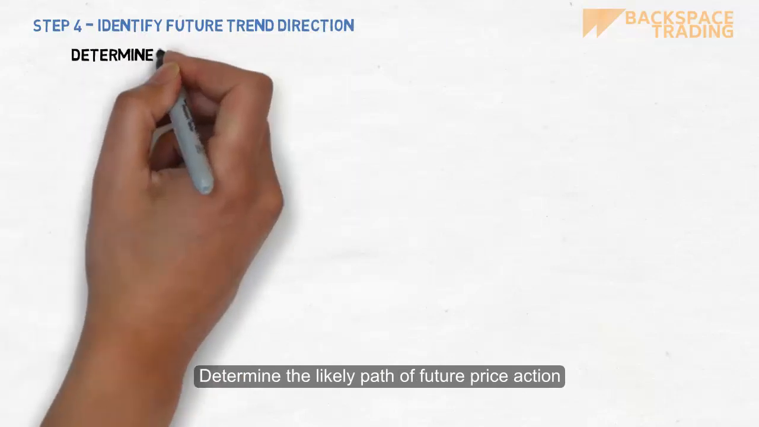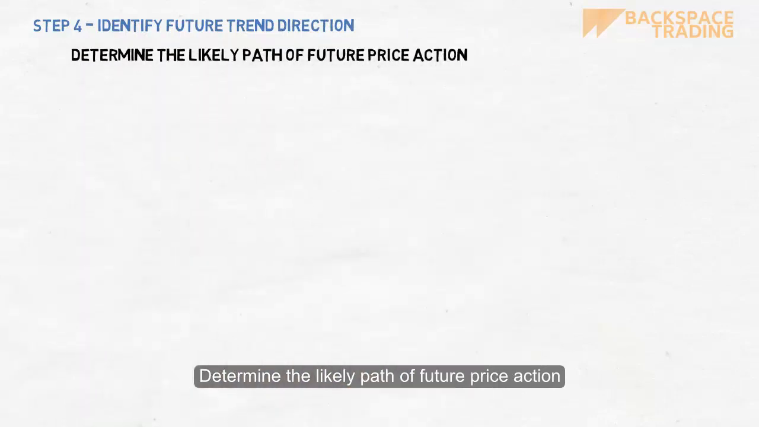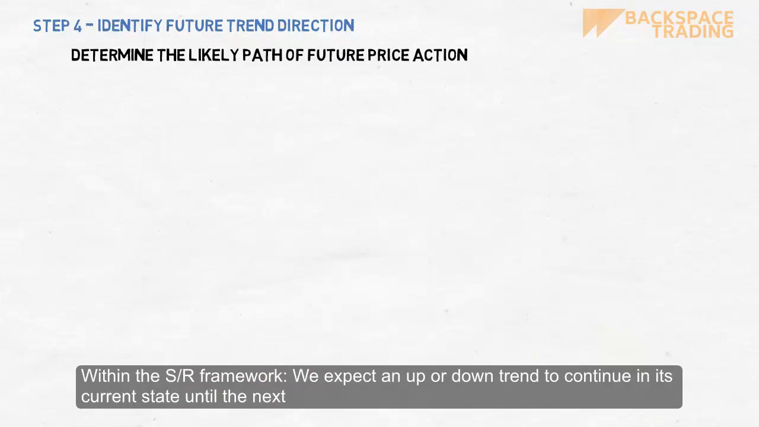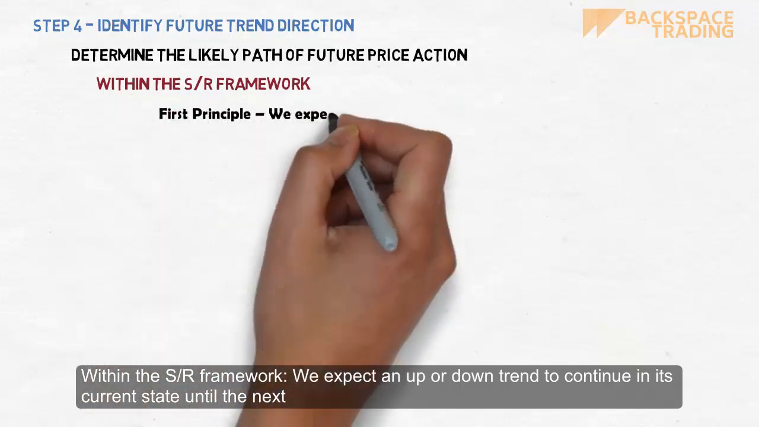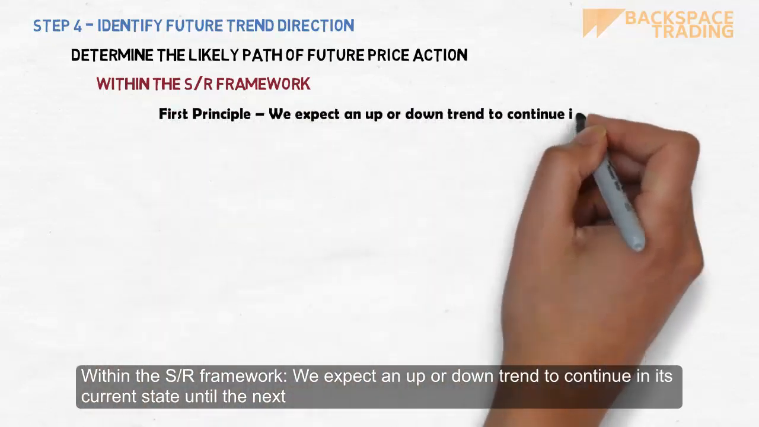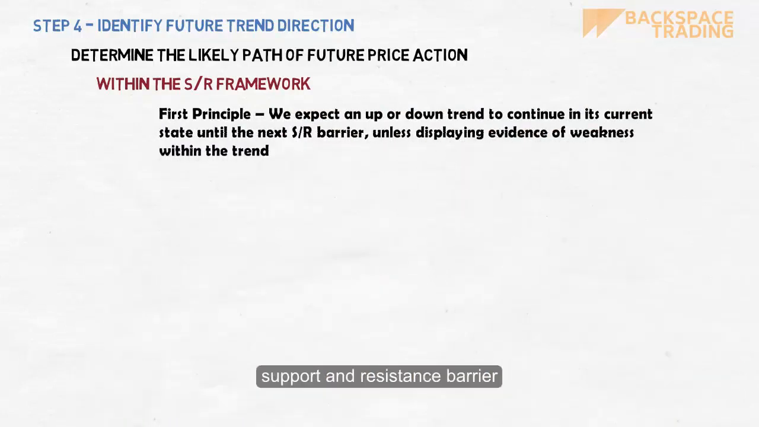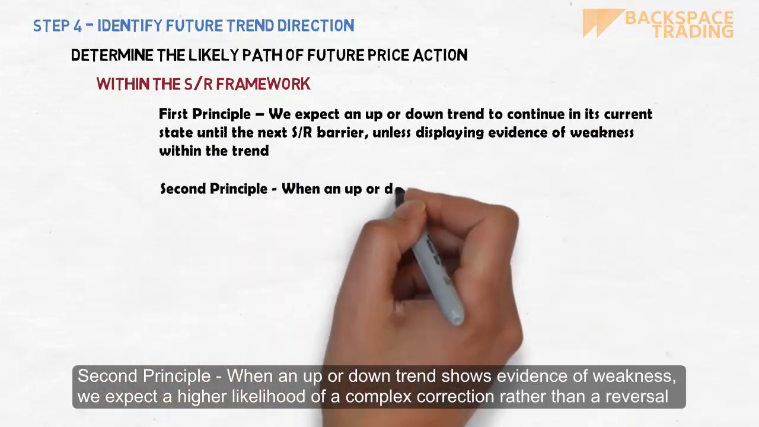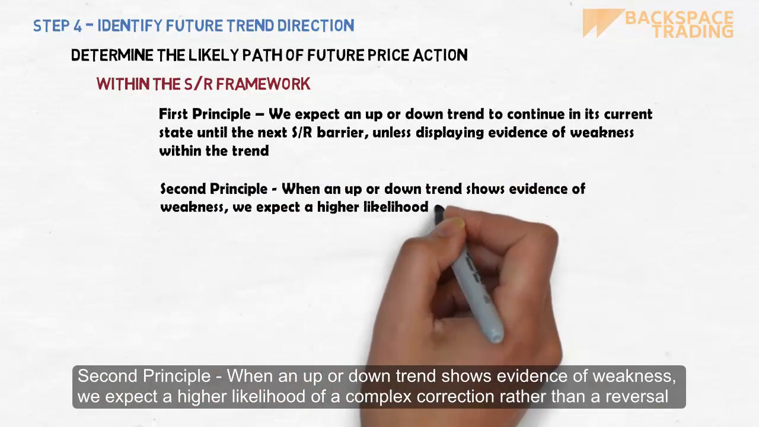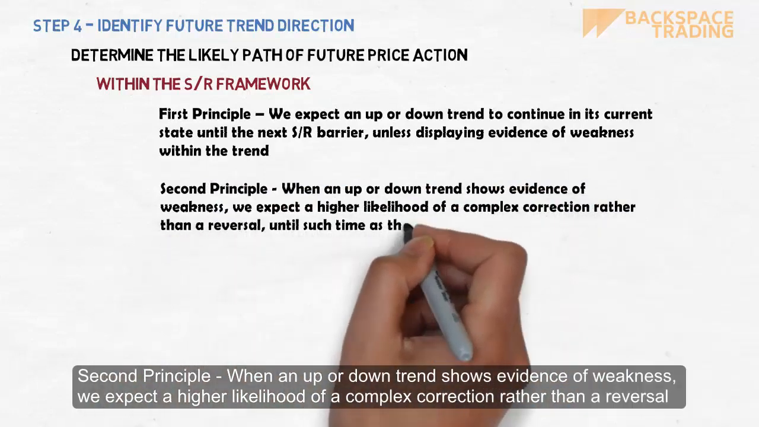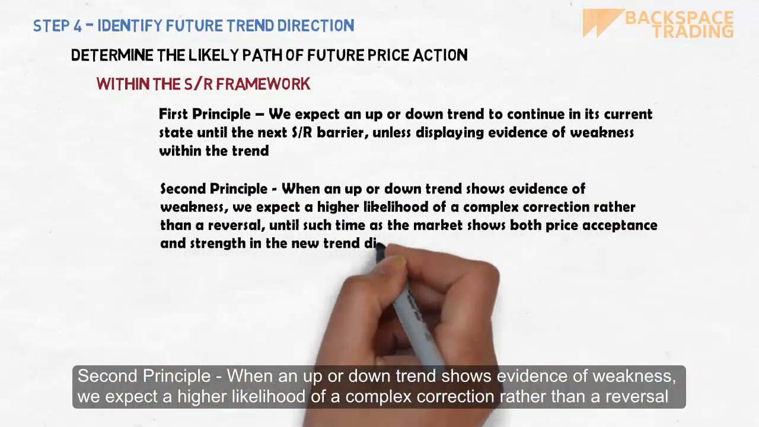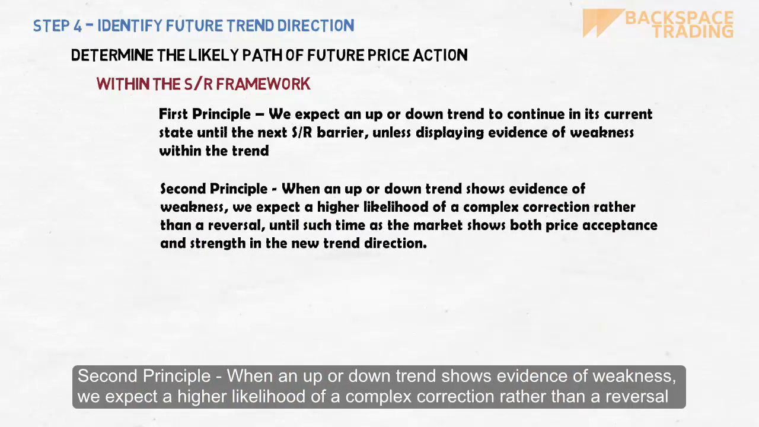Here we are going to determine the path of future price action. Now we know within the structural framework of S&R we have 6 principles. The first principle is we expect an up or downtrend to continue in its current state until the next support and resistance barrier. The second principle states when an up or downtrend shows evidence of weakness, we expect a higher likelihood of a complex correction rather than a reversal.